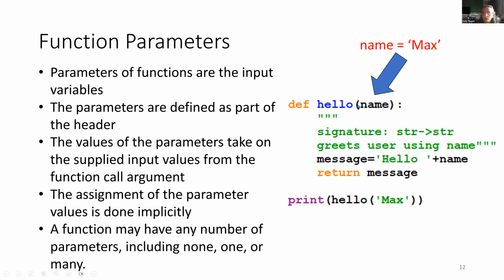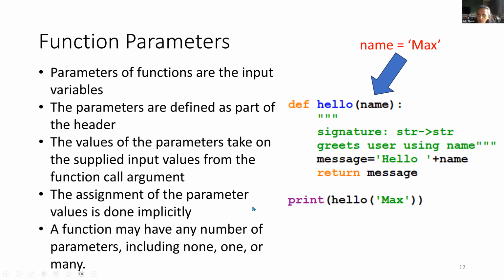So this is our input parameter. Name is the parameter. The way you call these variables, or the way that you name them, should be consistent with not starting with a numeric value, capitalization matters, and so on. Just the same rules we've learned for naming the variables. The values the parameters take on are those supplied by the input values from the function call argument.